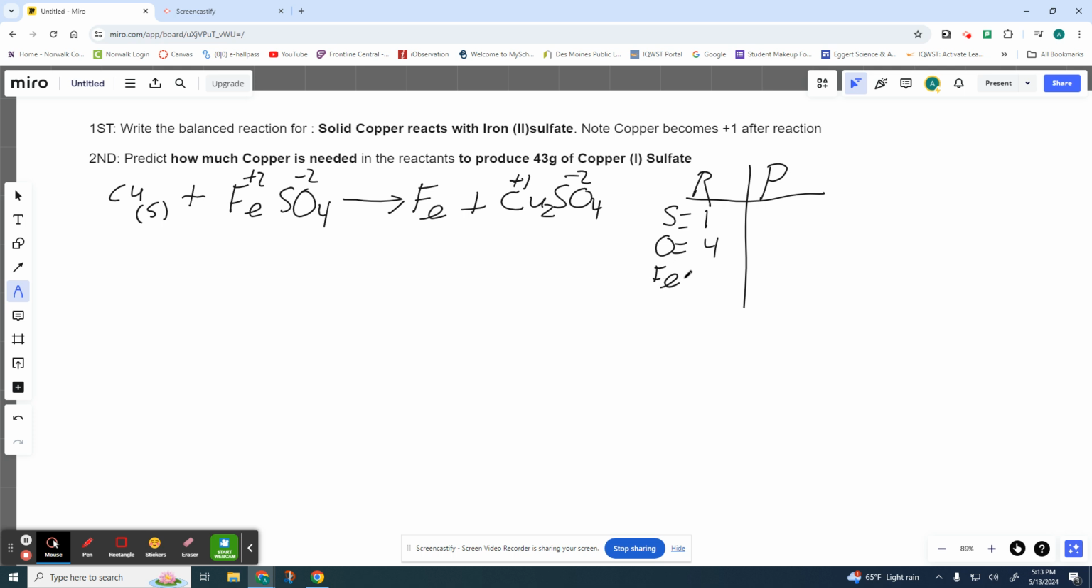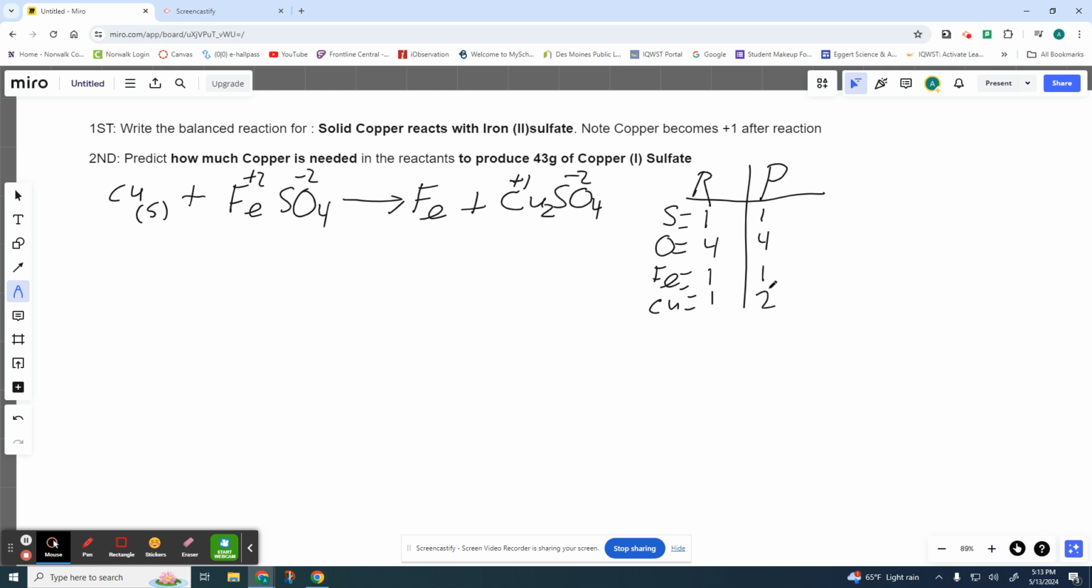For my iron, currently I have 1. For copper, I currently have 1. On the product side for sulfur, I've got 1 currently. For oxygen, I still have 4. For iron, I have 1 currently. But for copper, I have 2 because I had to charge balance it. I had to add an extra copper. So the only one that's out of balance right now is the copper.